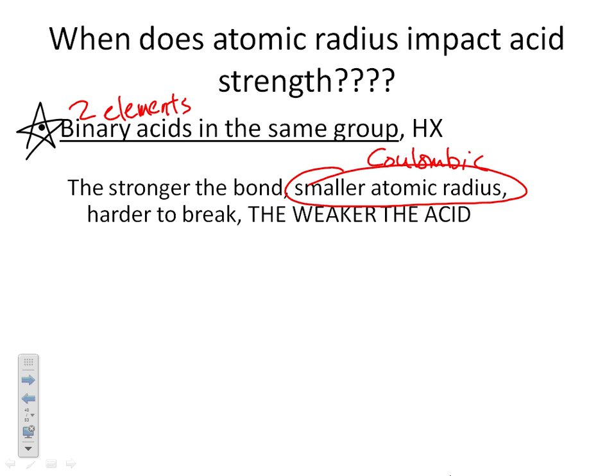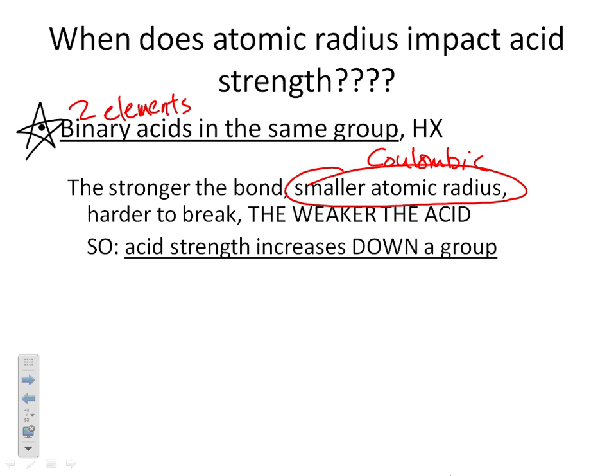If your hydrogen proton can get very close to that X, because X has a small atomic radius, then that bond is going to be a lot stronger because those two particles are physically closer to one another. The closer they are, the greater the force of attraction. The greater the force of attraction, the more energy required to break that bond. We want to break that bond if we're dealing with an acid because we want that hydrogen to be donated. Harder to break the bond, weaker the acid. Less likely that proton is going to be donated.